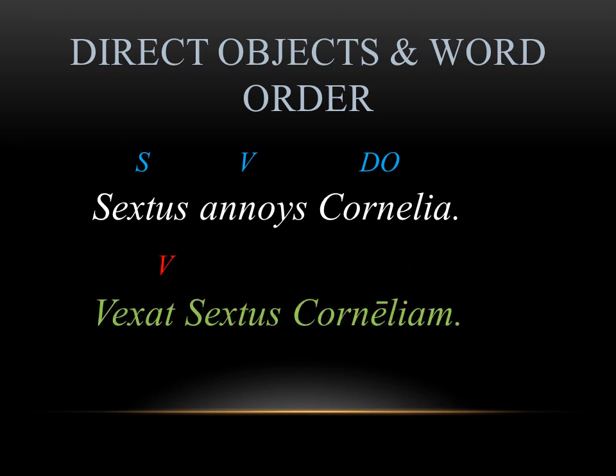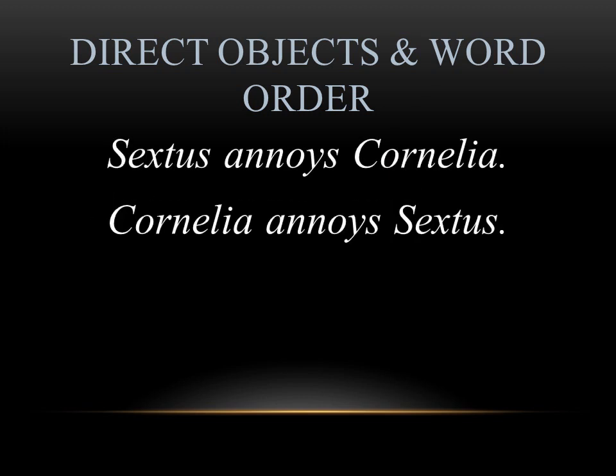Let's try it one more time. Now we have vexat Sextus Corneliam. And again, we see vexat is the verb, Sextus is the subject, and Corneliam is the direct object. We've completely changed the word order, and it still makes sense in Latin. It's because of the endings.